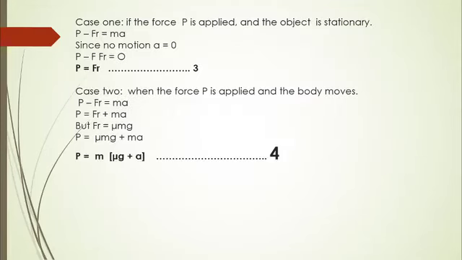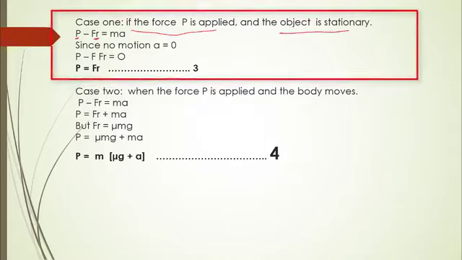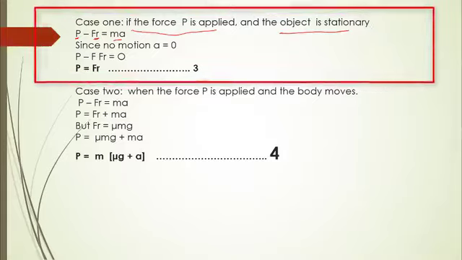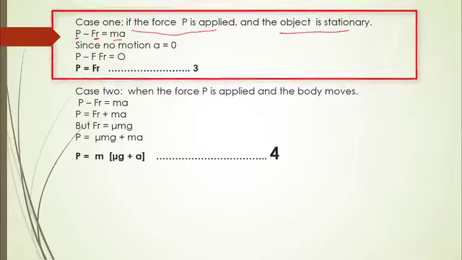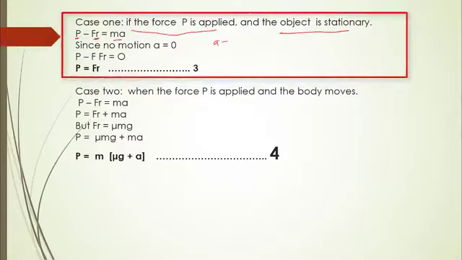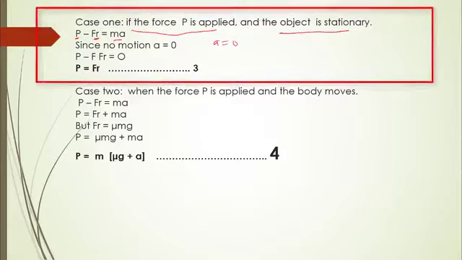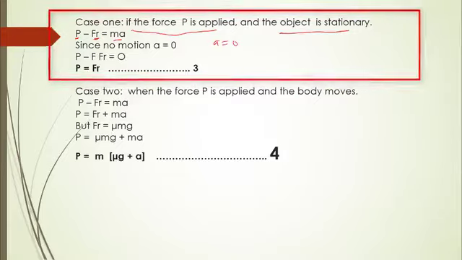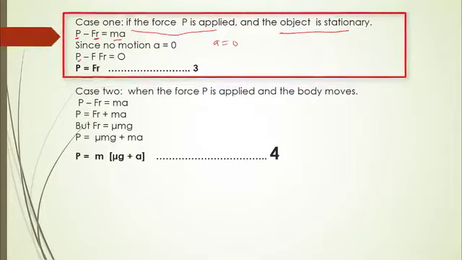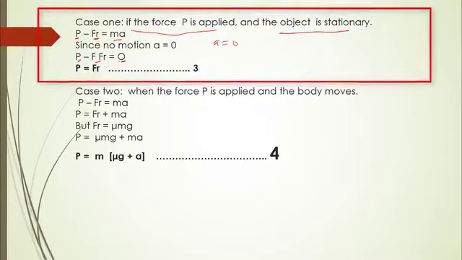Now, let's look at some different kinds of cases when the force of friction is applied. Case 1 is that if a force is applied and an object refuses to move, the object is stationary. It is given by the force minus the frictional force, which is equal to mass times acceleration. Since there is no motion, it simply means the body is not accelerating, and when the body is not accelerating, we say a is equal to 0, which means F minus frictional force is going to be equal to 0.